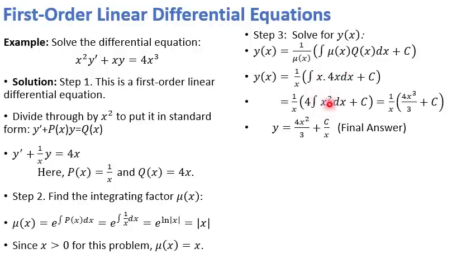Now when we integrate x raised to power 2, it gives us x raised to power 3 all over 3, of course, plus the constant term. Now 4 multiplied by 1 gives us 4 all over x.